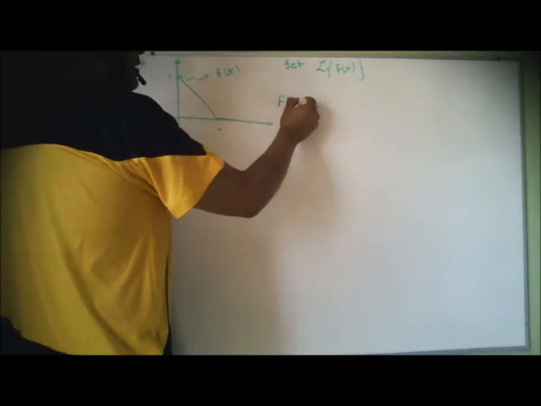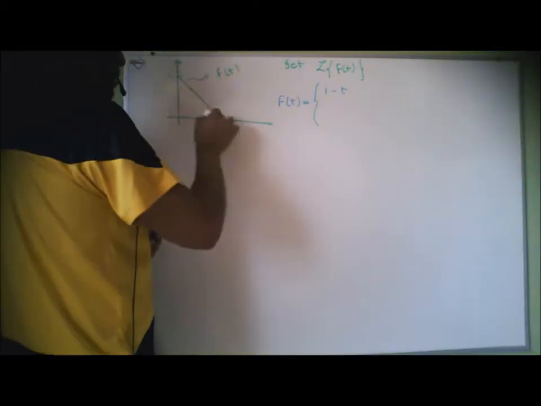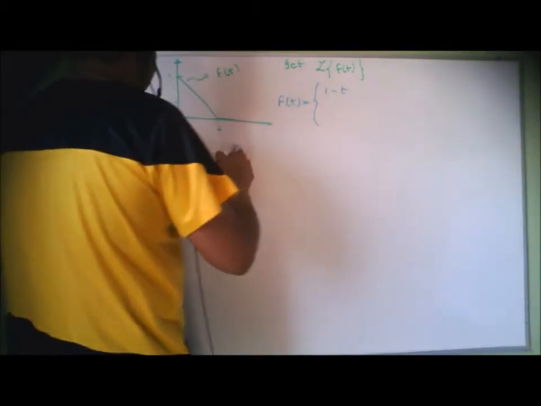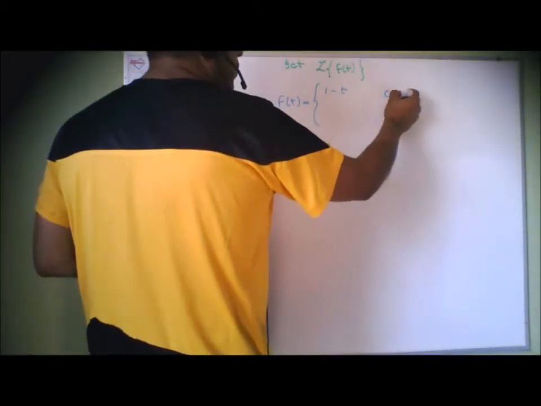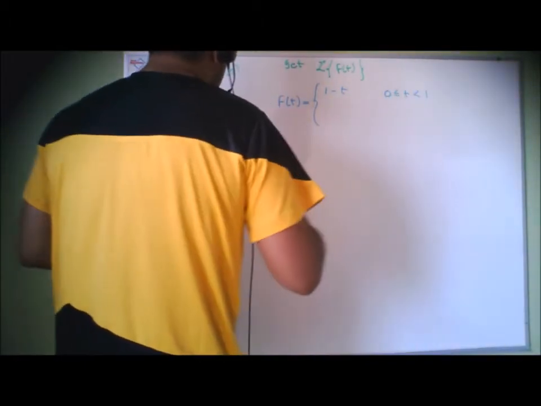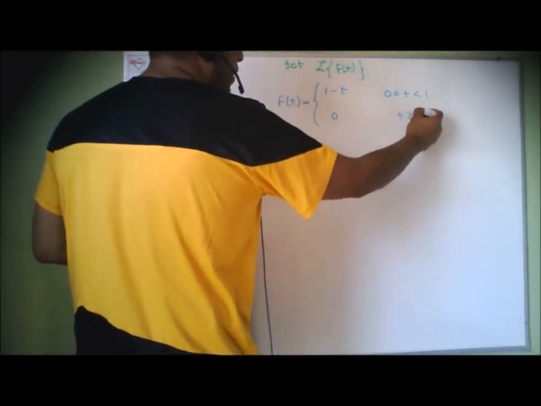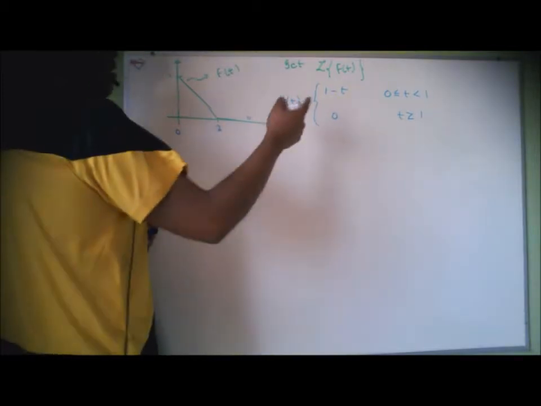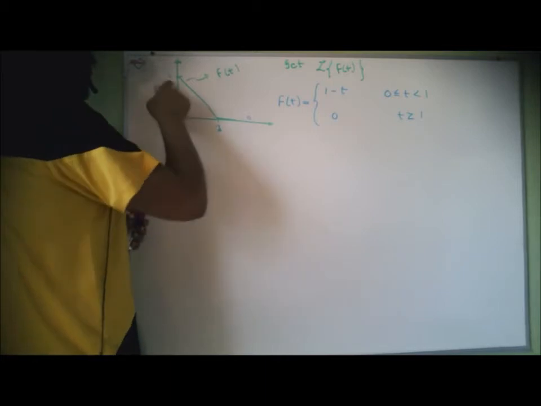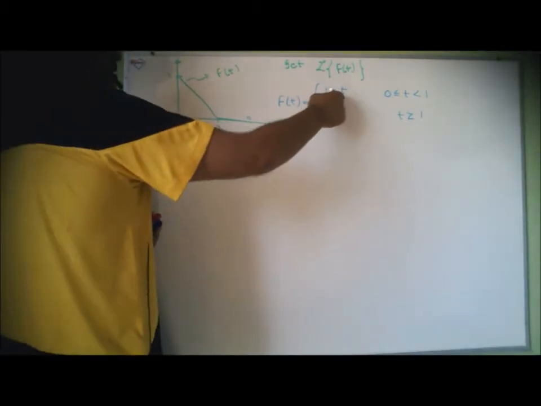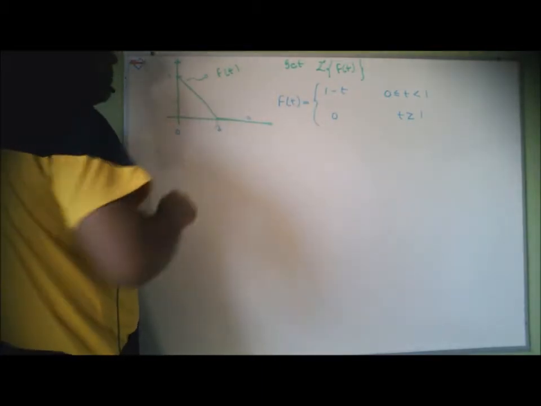If we write the composite function, it is 1 minus t, which is this part of the plot, between 0 and 1 in time, and then it is 0 when t is greater than 1. So how can you check that this is the function? Well, if you replace t equal to 0, you get 1, and if you replace t equal to 1, 1 minus 1 is equal to 0. So this is the plot.